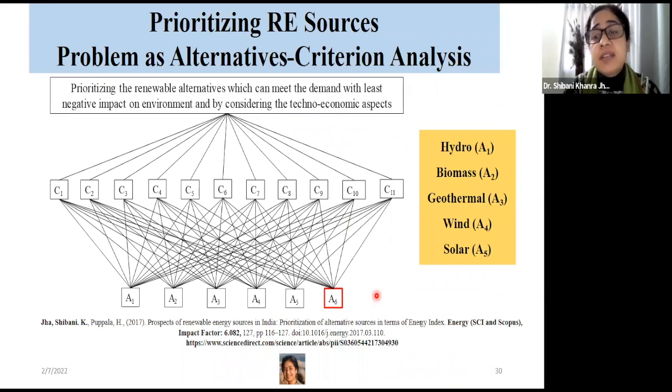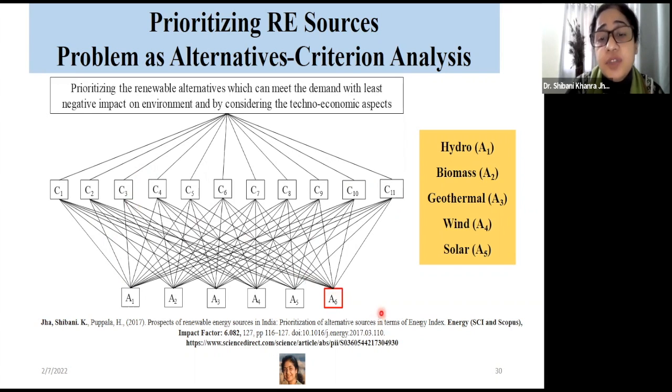Multi-criterion problem, like schematically you can understand here. At the bottom you can see the different alternatives from A1, A2, A3, A4, A5. All those are representing solar, hydro, wind, then geothermal and biomass. And on the top layer you can see C1, C2, those are representing those attributes or criteria which are considered here. So out of whatever we have discussed, 11 criteria are taken into consideration, and each of these alternatives is evaluated based on these 11 criteria, and then they are ranked according to the aggregate outcome from this alternative criteria analysis we have arrived at.